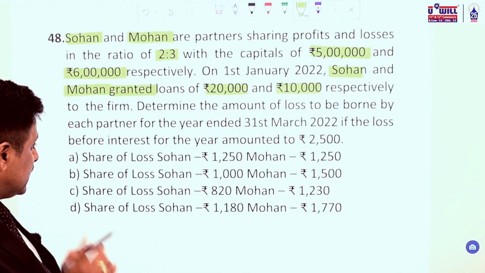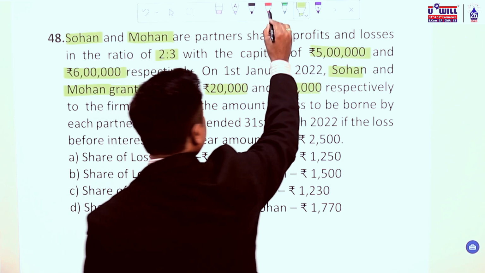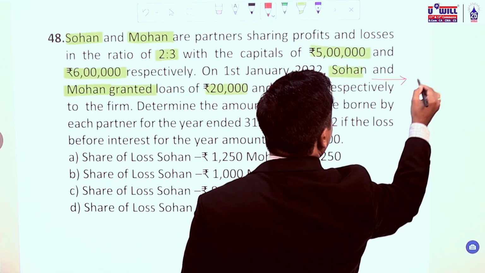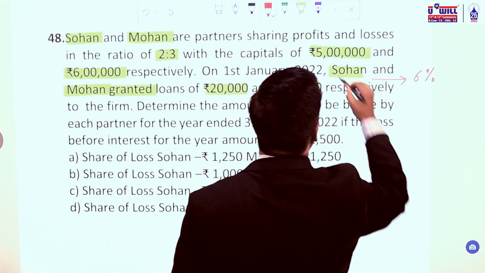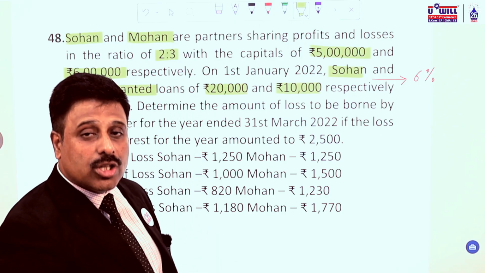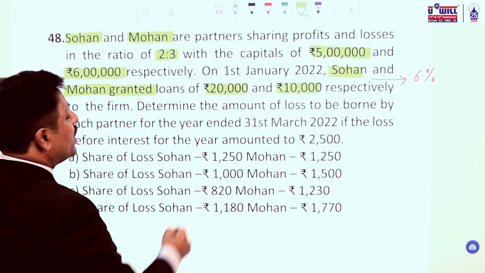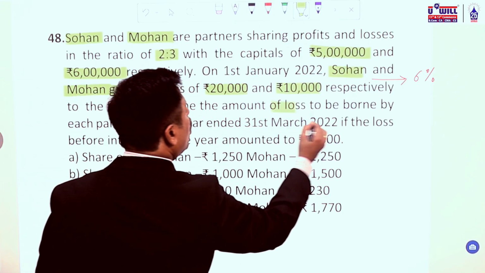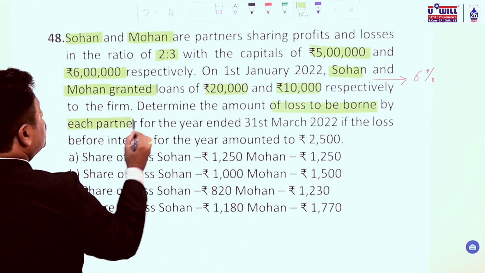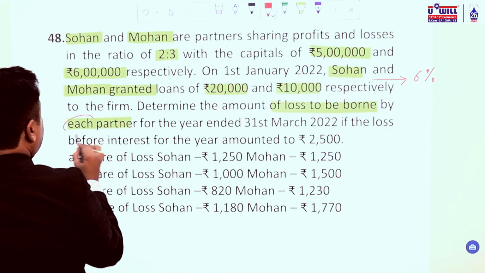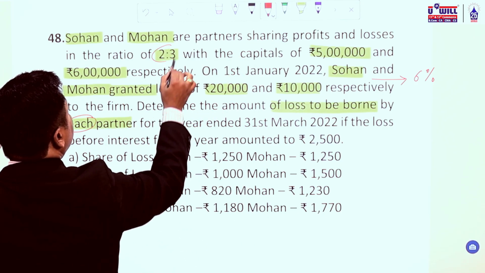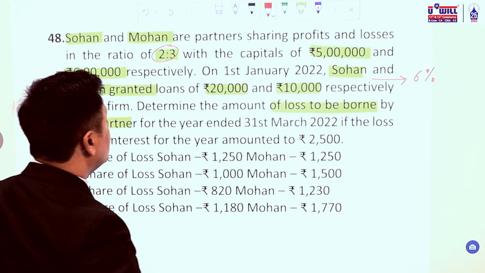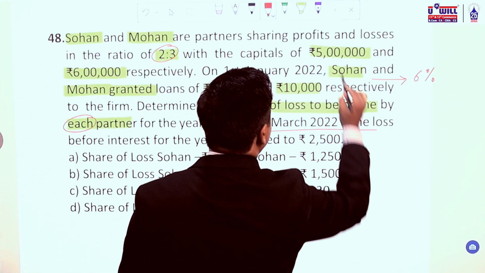Now, if a partner has given a loan and no rate of interest is given, then as per the provisions of the Partnership Act, we have to provide 6% interest on the loan given by the partner to the firm. Determine the amount of loss to be borne by each partner for the year ended 31st March 2022. It's quite simple.